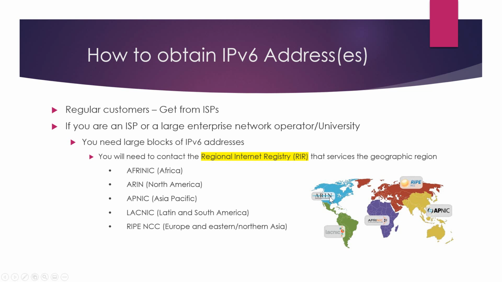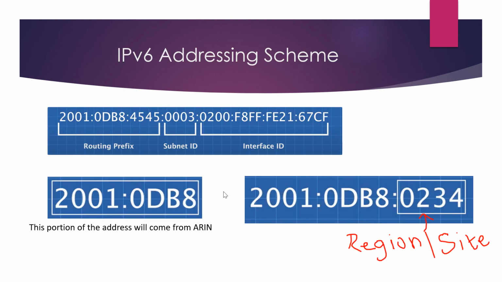So you have to contact them, create a login with them, and then request an IPv6 block. If you already have an IPv4 allocation from them, it's pretty simple. The process would be pretty simple.